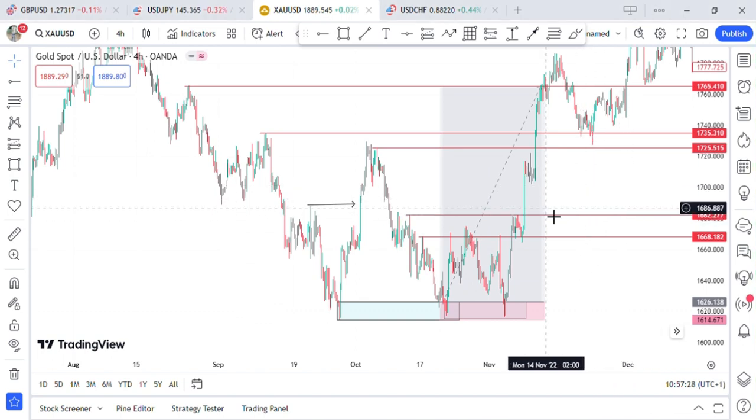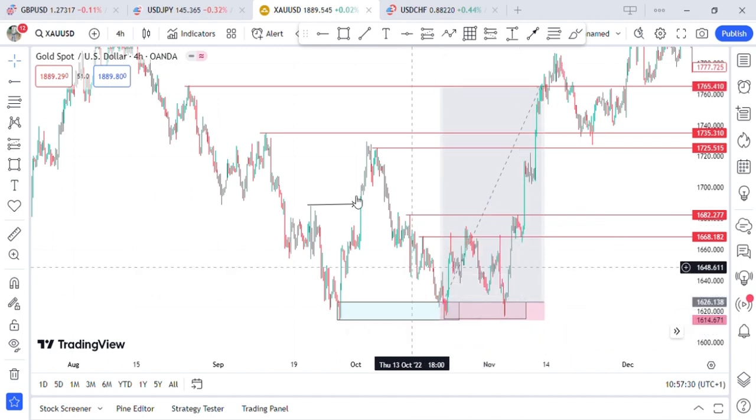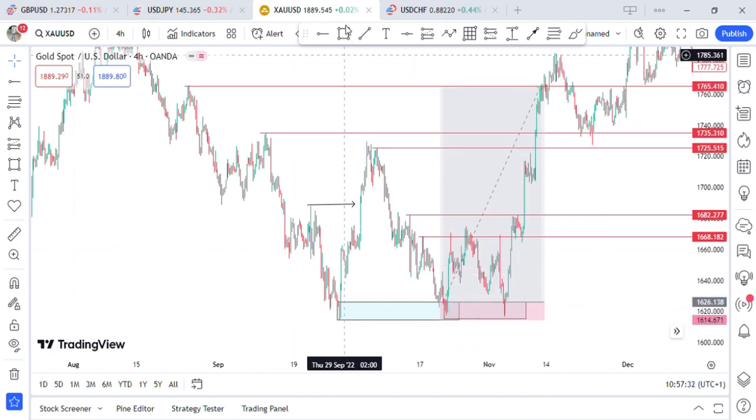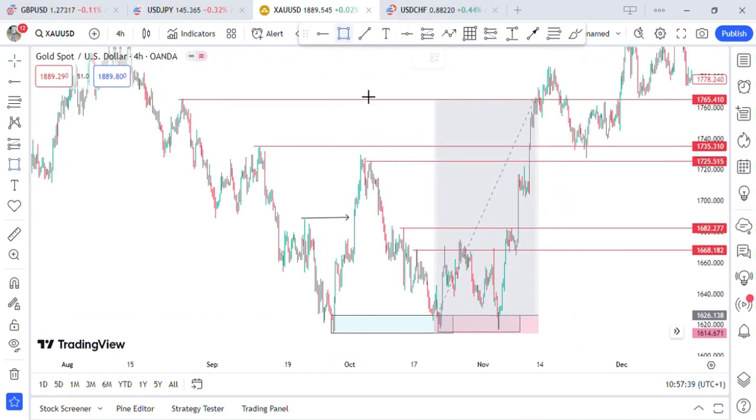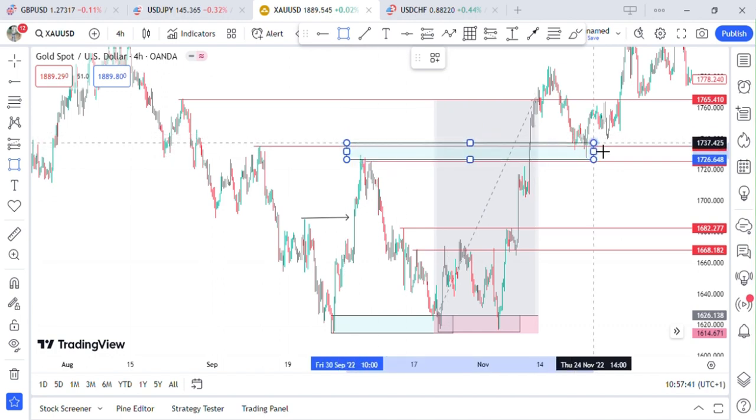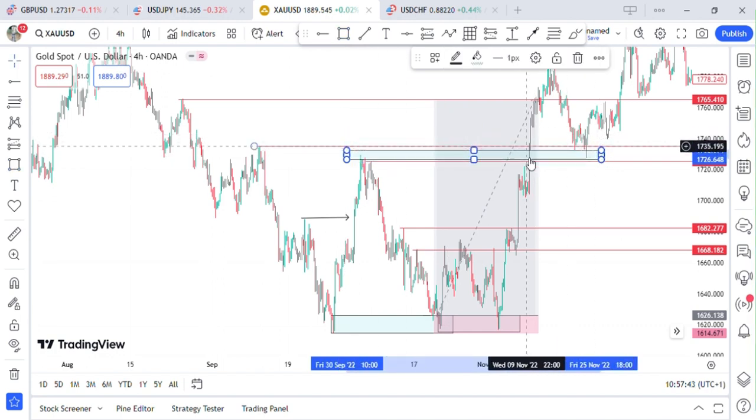Not the same way a retail trader is going to teach you how to trade a triple bottom, of which they'll be putting their neckline here. So this is where they're going to enter into the market. They're already late because they're not aware of the reason why price is doing what it's doing.